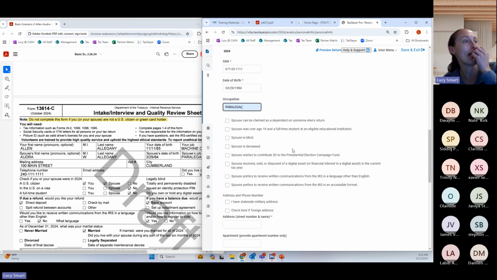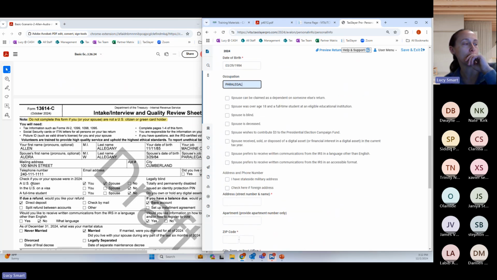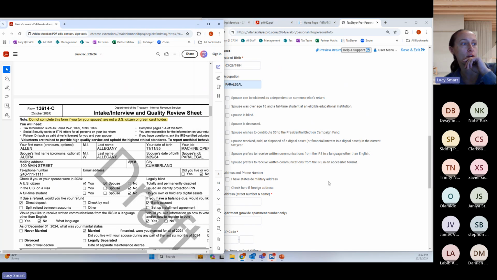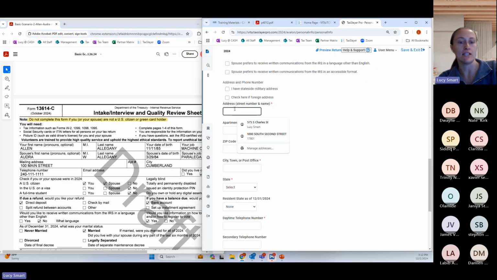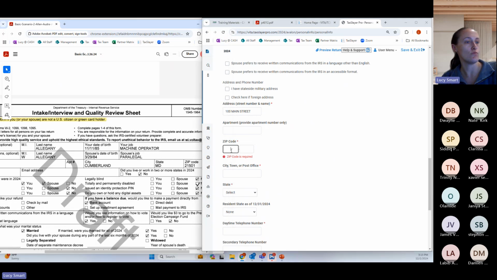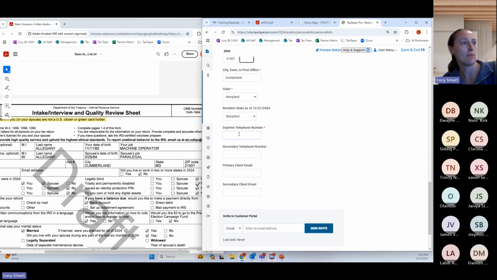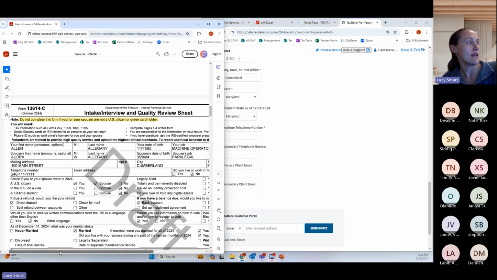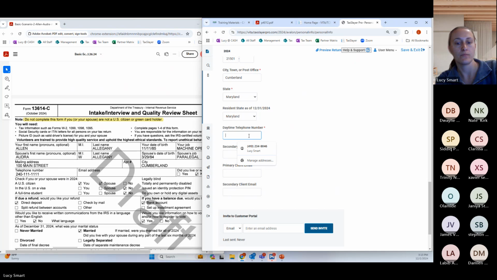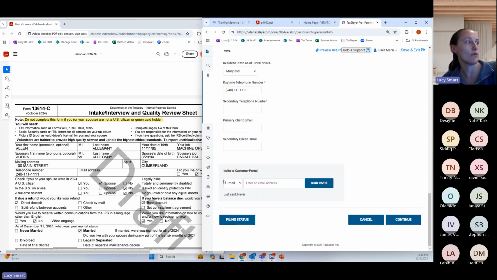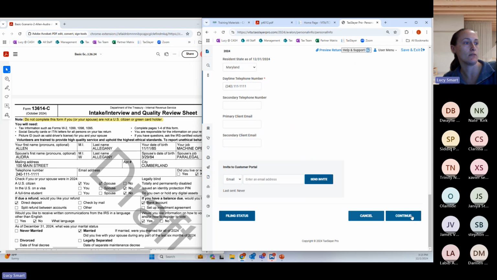It's the same questions. And we know from the checkboxes on the intake form right here that we don't need to check anything. We need to enter their mailing address, 100 Main Street. There's no apartment number. And their zip code is 21501. City and state will automatically populate. And their telephone number, 240-11111. If they supplied an email, we would put it, but we don't have one here. It's no big deal. We can just click continue.